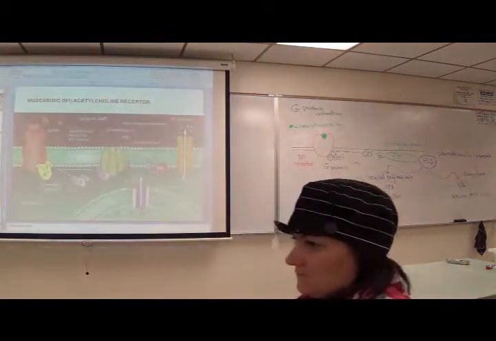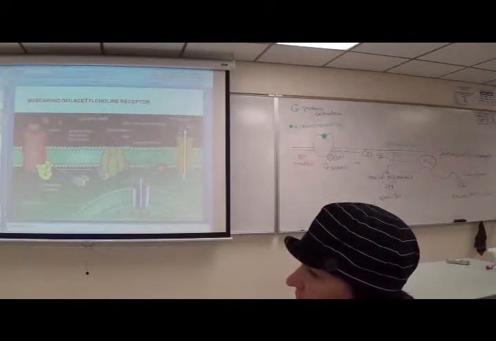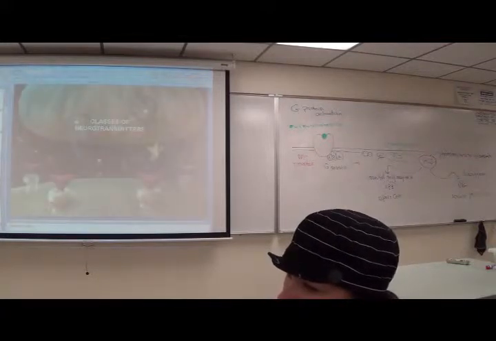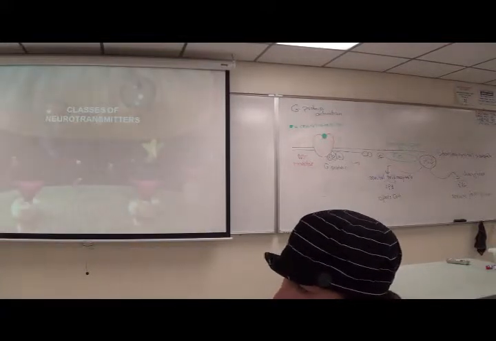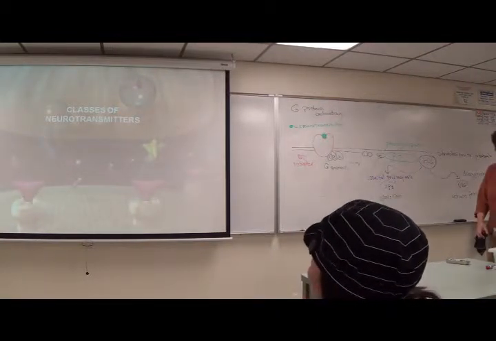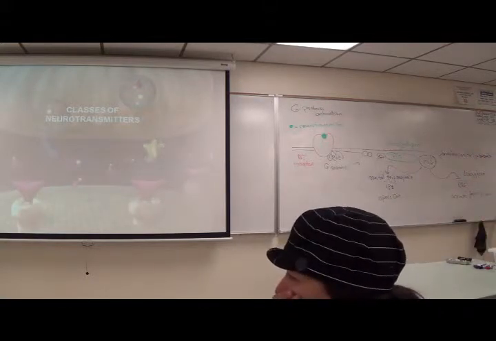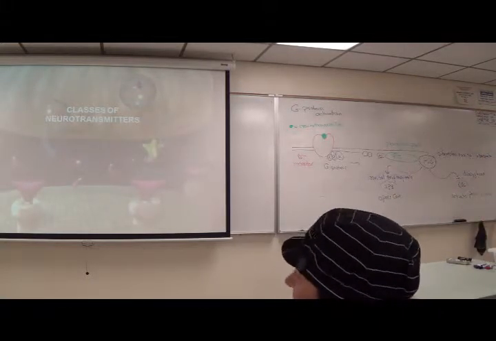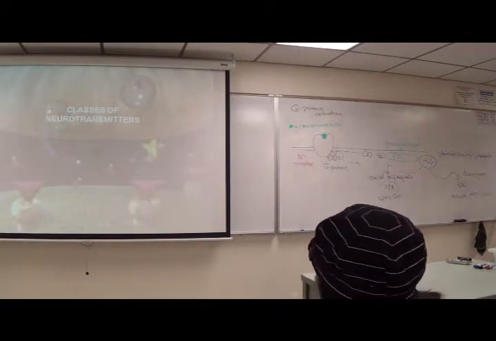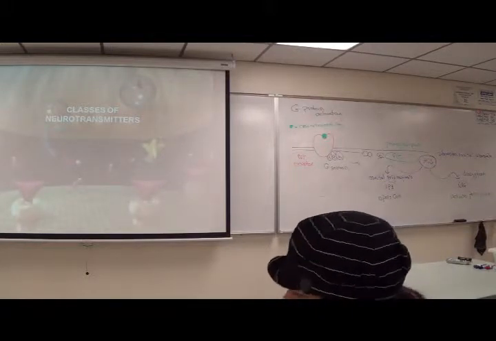All right. So those are the 2 basic types of receptors. And now we're going to look at neurotransmitters. If you look in your lecture notes, because this is not something I'm going to talk about every single one, starting on page 34, I have classes of neurotransmitters.